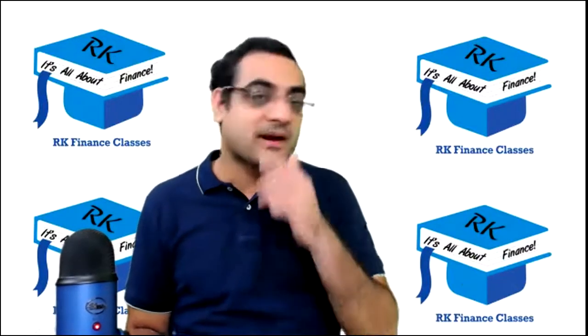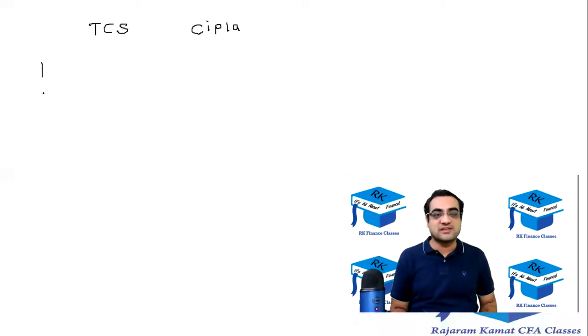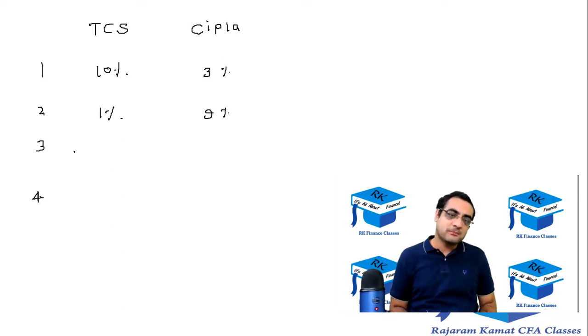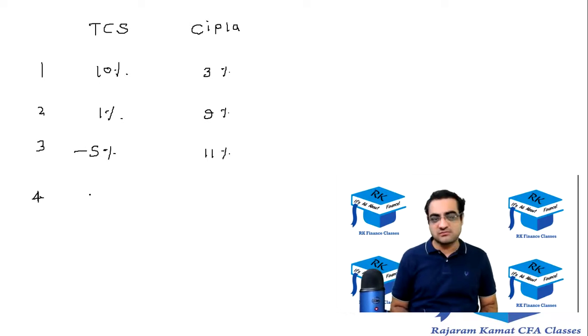Anyways, coming back, let's say past returns of TCS and Cipla. I'll give you 4 returns this time. 10% and 3%. 1% and 9%. -5% and 11%. 9% and -13%.